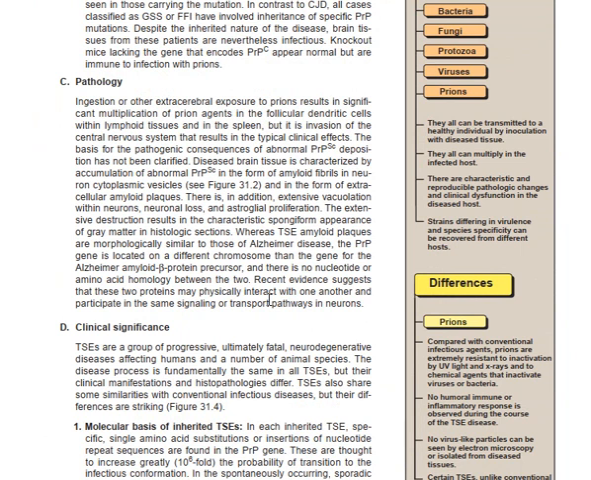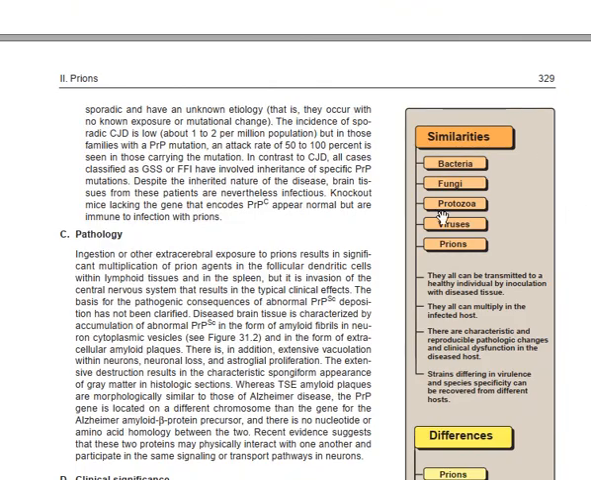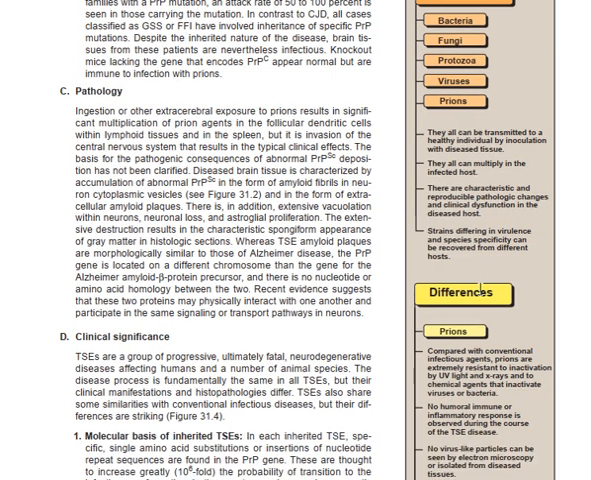So when you are feeding on another individual's part. So these are the similarities between all of the microorganisms. They can all be transmitted from a healthy individual, and based on Koch's postulates, can be transmitted to a healthy individual by inoculation with diseased tissue. They can all multiply in the host cell. They have characteristic and reproducible pathologic disorders based on Koch's postulates, and occur in strains differing in virulence and species specificity.